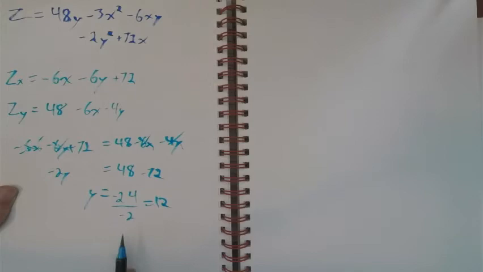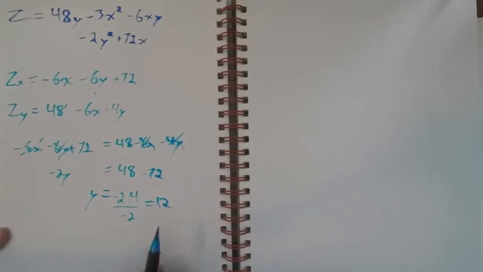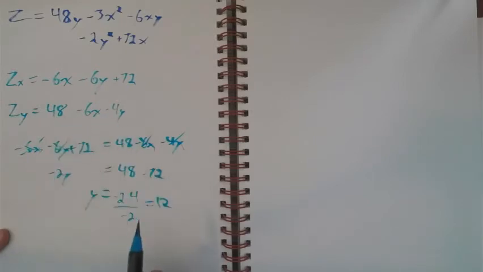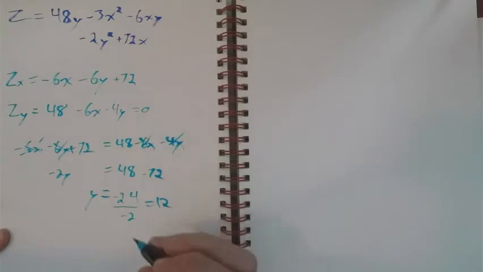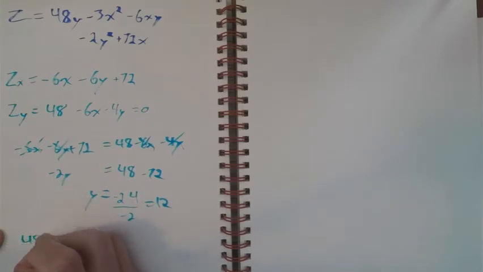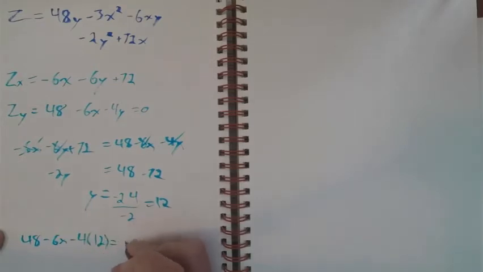We might have more than one, but let's see. So we've got y equals 12. If we plug this into either one of these, let's plug it into this one, right? So I know that this is 0 at my critical point. So 48 minus 6x minus 4 times 12 equals 0. So that means 6x equals 48 minus 4 times 12.